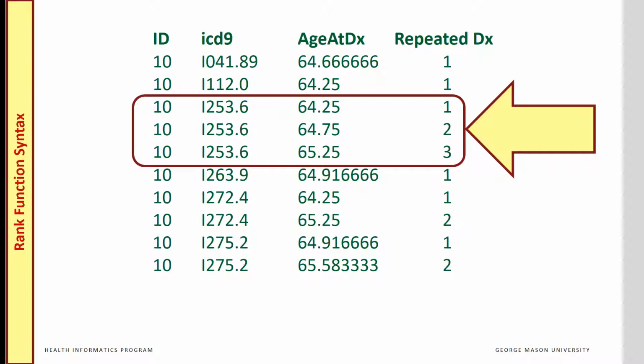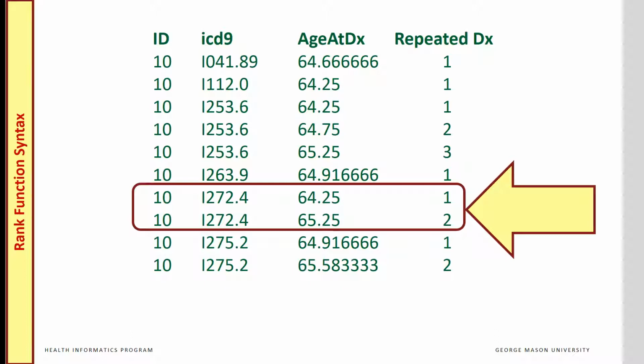The situation is different for hospitalization with diagnosis 253.6, which is other disorders of neurohypophysis. The patient was hospitalized for this disease 3 times, first at 64.25, then at 64.75, and later at 65.25 years. We see that this disease is ranked 1, 2, and 3, indicating that it was repeated 3 times.